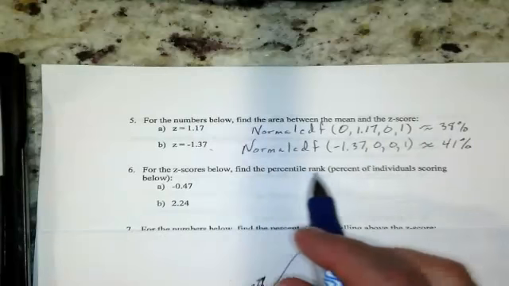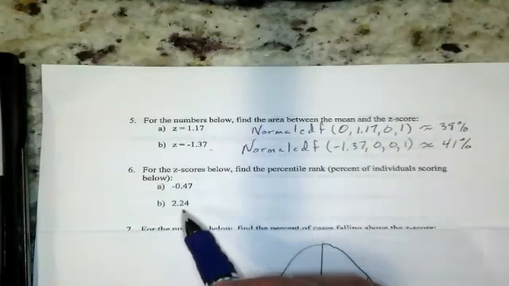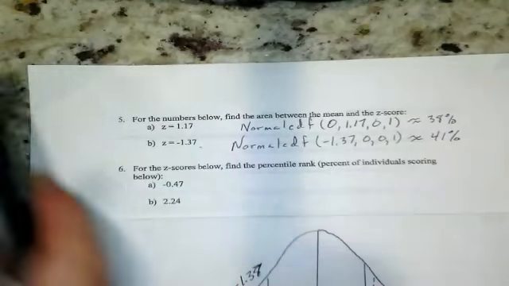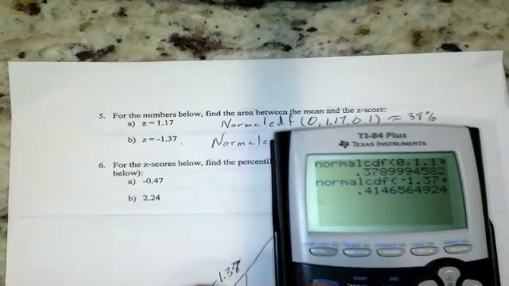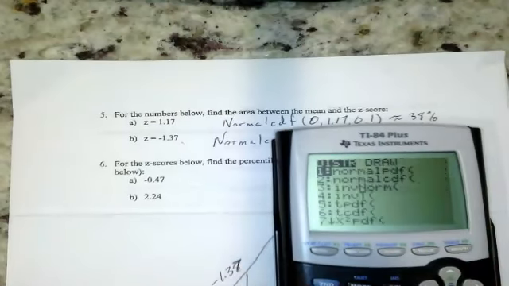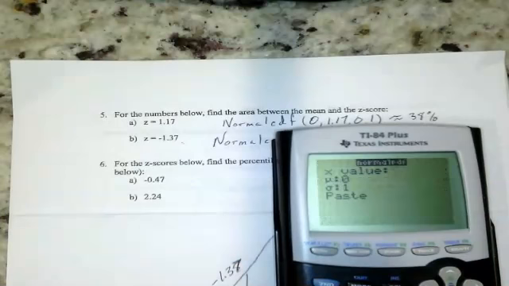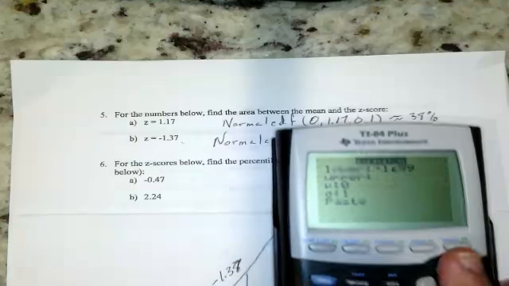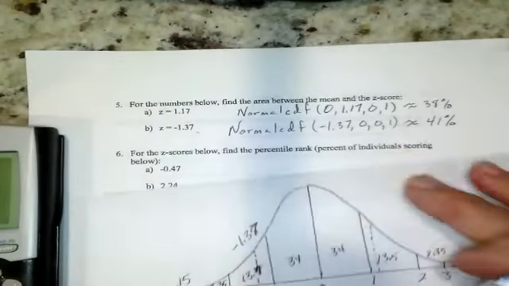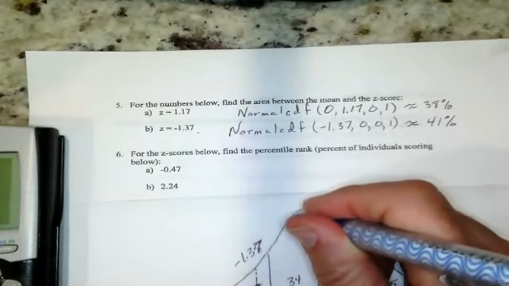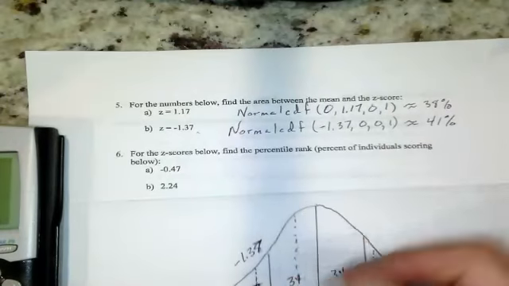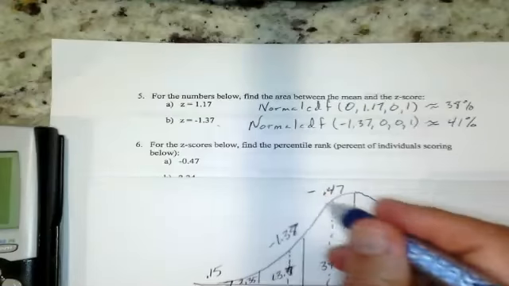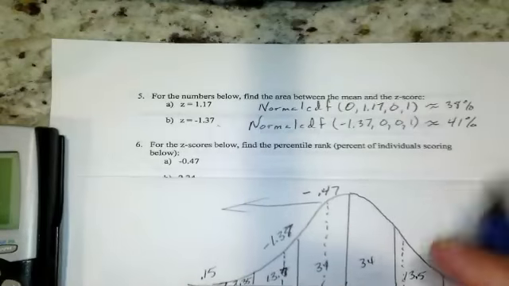Now we're given the z-score. Find the percentile rank, the percent of individuals scoring below that. So a negative 0.47. Again, we're finding the percent. From our normal CDF, second distribution, number 2. Now we have a z-score of negative 0.47, which is right about here, and we're finding the area shaded this way. So everything below that z-score.